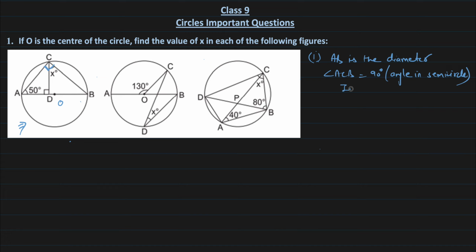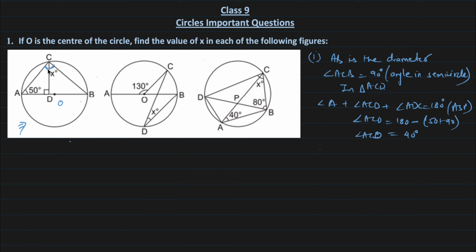In triangle ACD, using the angle sum property, angle A plus angle ACD plus angle ADC is 180 degrees. So ACD will become 180 minus (50 plus 90), which is 140, so 40 degrees is ACD. So you know 40 plus x is 90, right? Which we used here, ACB is 90 degrees. So x is equal to 50 degrees. I hope it's clear, students, right?